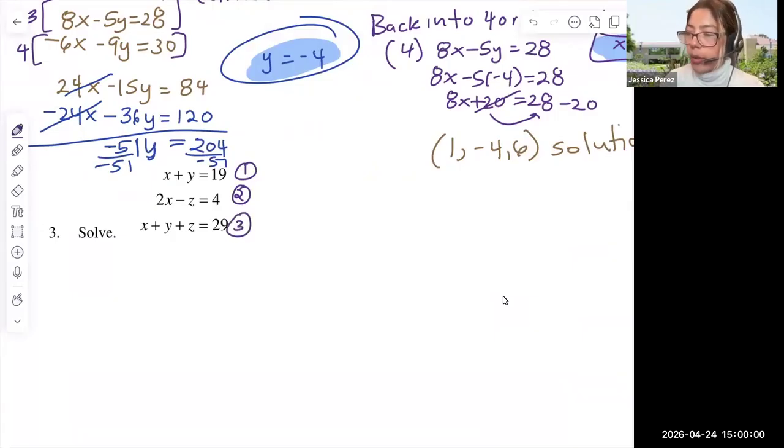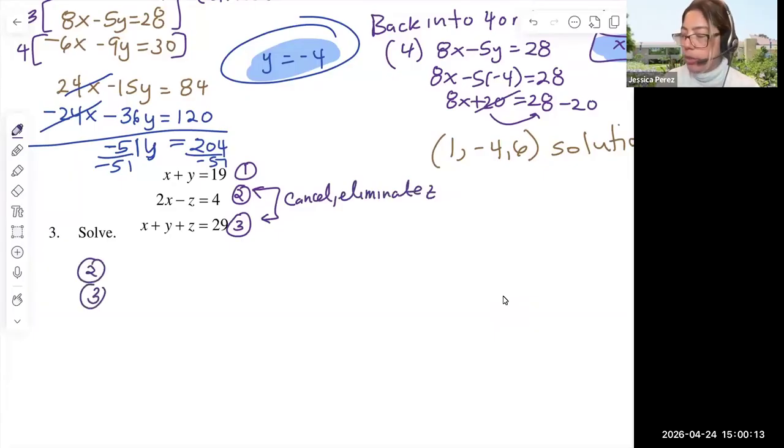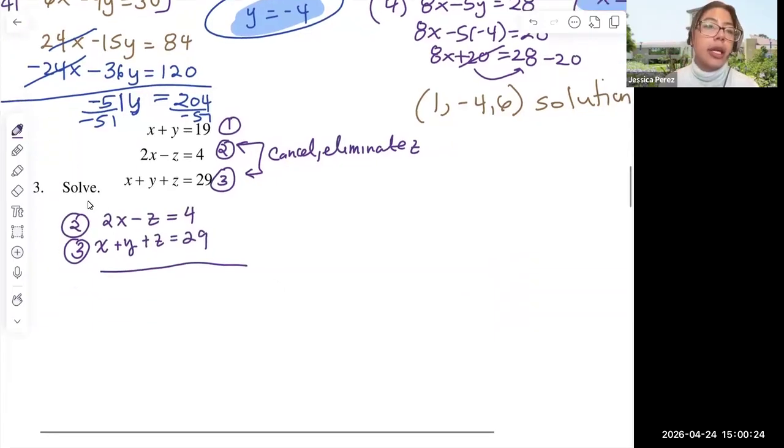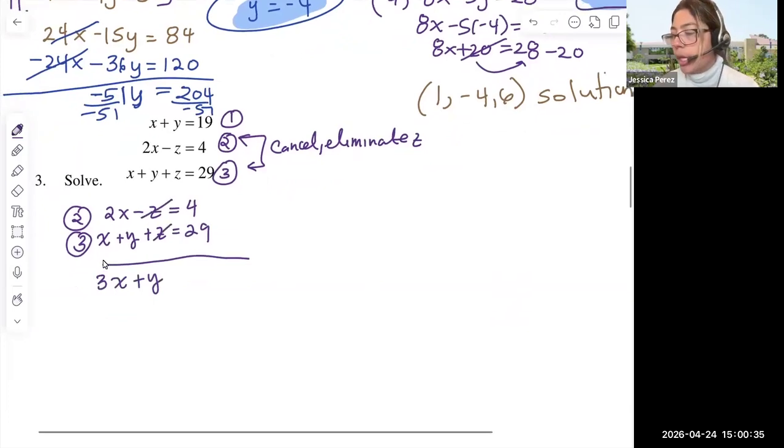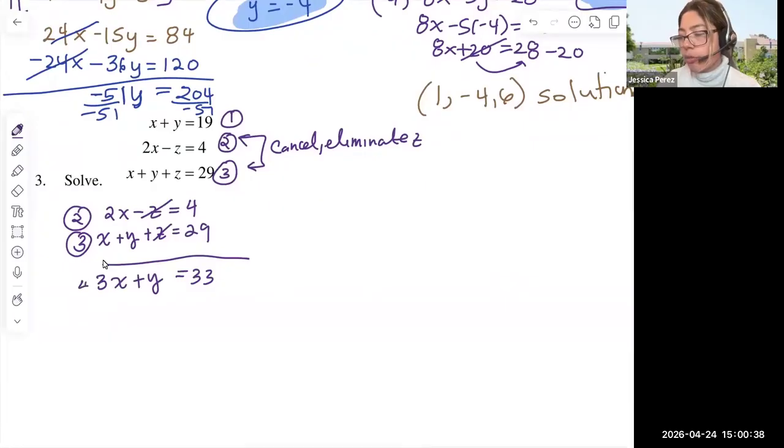If you notice, equation 2 and 3, we're able to combine because we can cancel and eliminate z. So if we combine equations 2 and 3, we get 2x minus z is equal to 4, and then x plus y plus z is equal to 29. Notice that I have the addition method, so x plus 2x is 3x, and then I have a plus y. I don't have a y to eliminate, and the z's will eliminate, is equal to 33. That gives me equation 4.